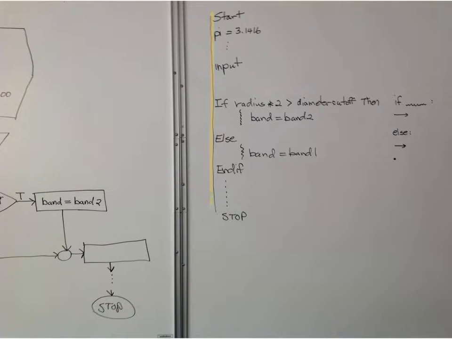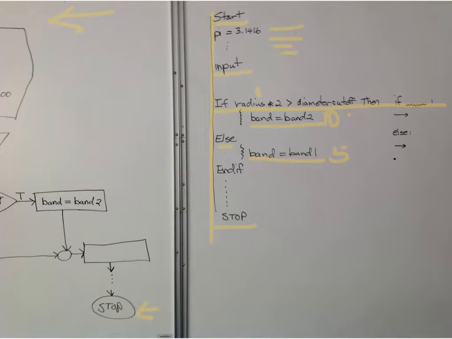Not all the pseudocode is here, but you notice you have a start and a stop, like in the flow chart that we talked about earlier. And then we have all the initialization. We input the radius, and then we do an if statement. If the radius times 2, which would give us the diameter, is greater than a diameter cutoff, which we stored as 100 there, then the band's going to be equal to this. Else, the band's going to be equal to 1. This one was the 10, and this one was the 5.